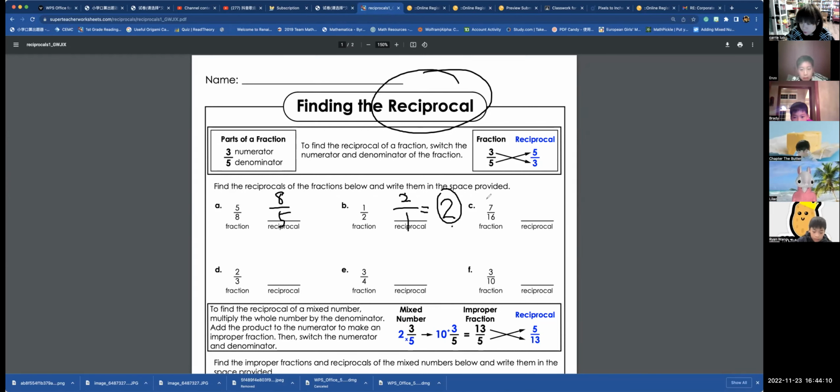Right? Okay, very good. So next one, Ryan, can you tell me what is the reciprocal of 7/16? 16/7. Very good. So next one. So 2/3 equals what? Enzo. 3/2. Very good. Next one.